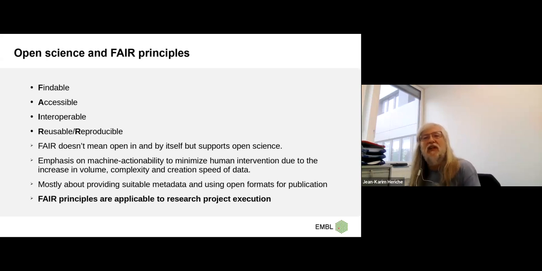And it needs to be reusable, reproducible in the sense that whatever you do to the data, someone among your collaborators should be able to follow and reproduce or reach the same conclusions or derive data from the original. So FAIR principles are usually mentioned at the publication stage, but you should keep them in mind during the execution of your project, and that would be very helpful at the later stage.